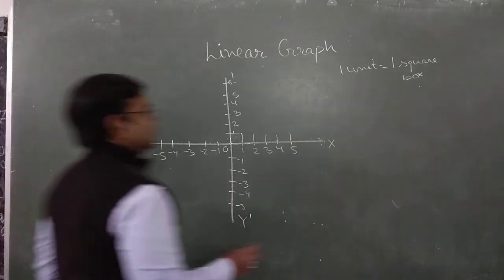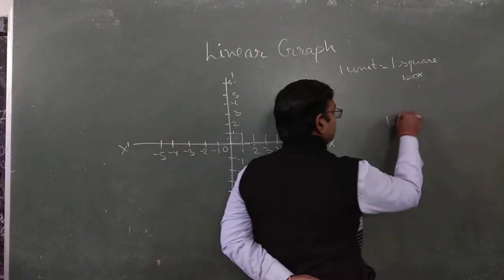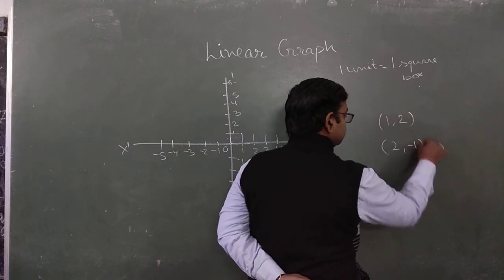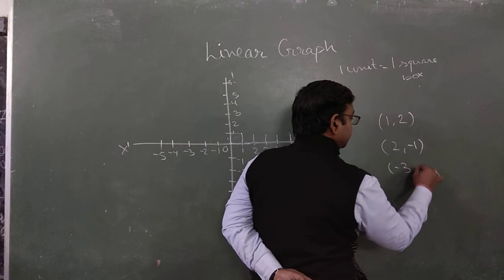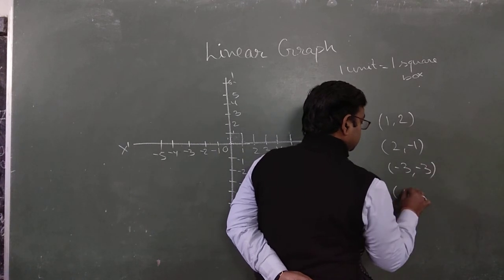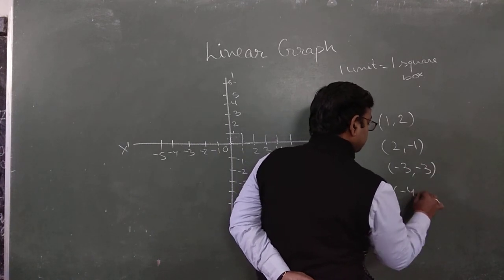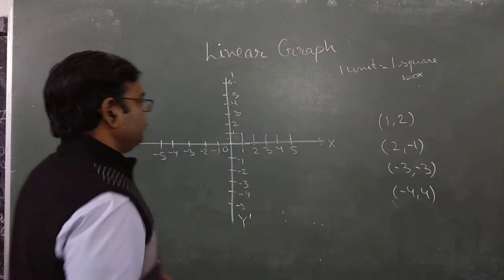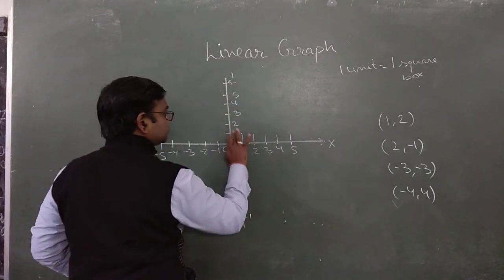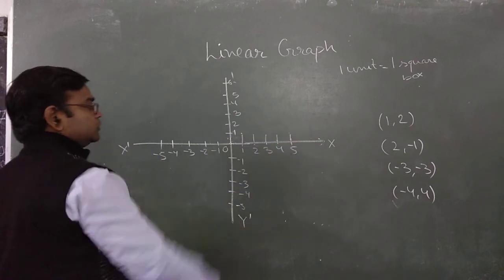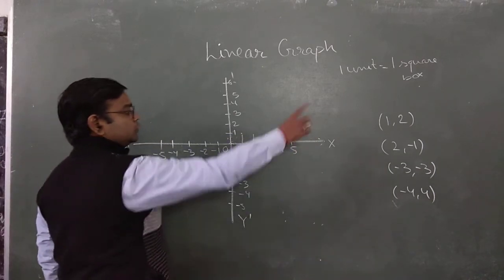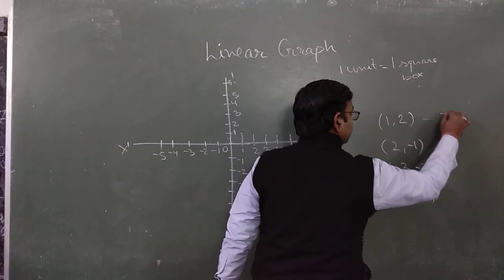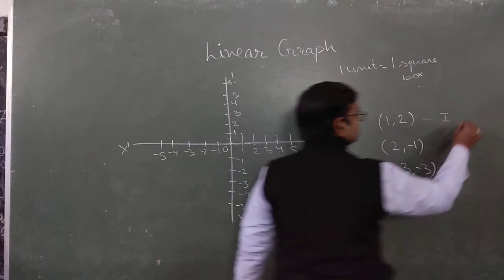So you have to locate. Suppose the question says locate these points: (1, 2), (2, -2), (2, -1), (-3, -3), (-4, 4). You have to locate these points on graph paper. So how do we locate these points? First, (1, 2). Which quadrant is it? It's the first quadrant. So first you have to write down that it's in the first quadrant.